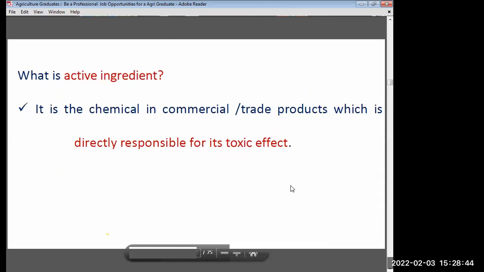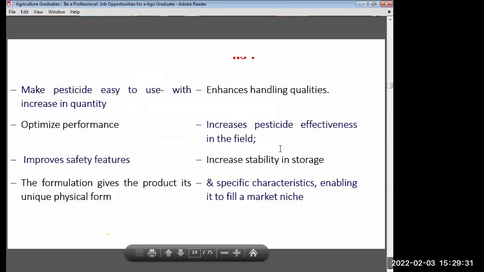So the active ingredient means the actual toxicant, which is causing toxicity to the organism. In the case of Rogar 30EC, if you take 100 ml of Rogar, it has 30 ml of toxicant. That is called 30EC. Out of 100, only 30% is the toxicant. Sir, what is Rogar? Rogar is an insecticide.